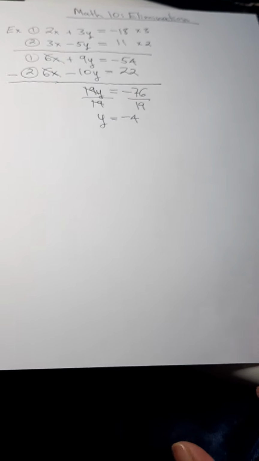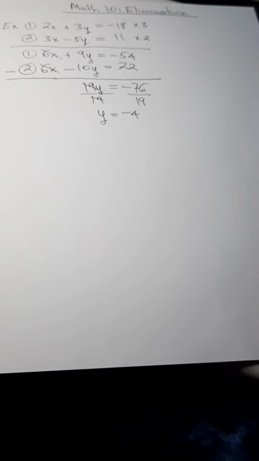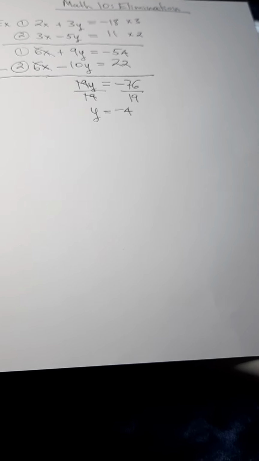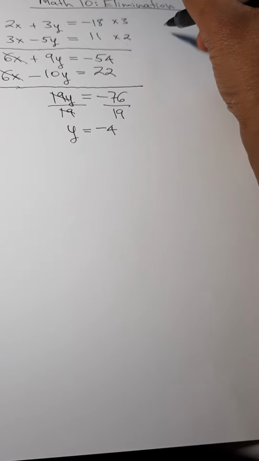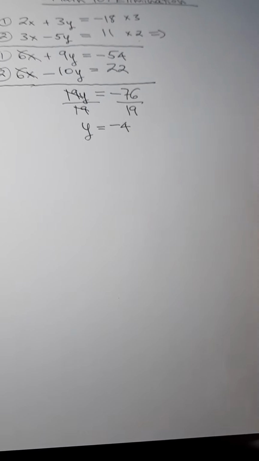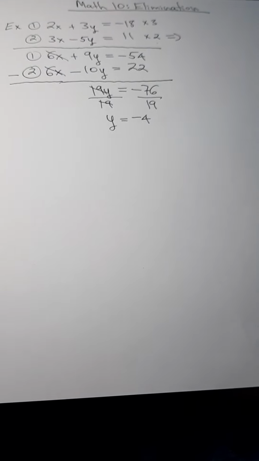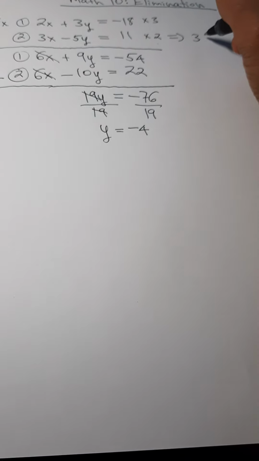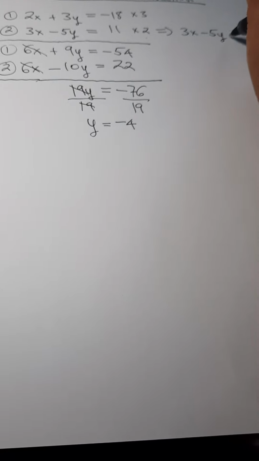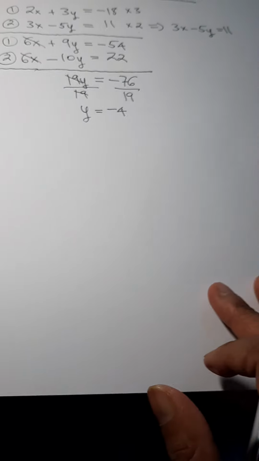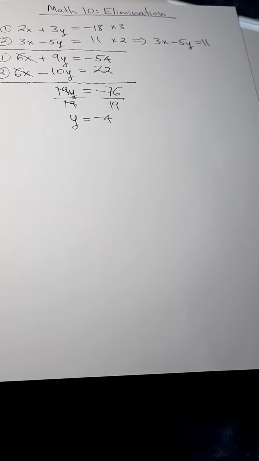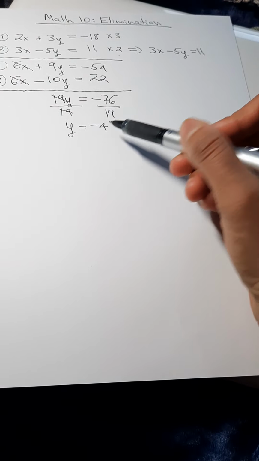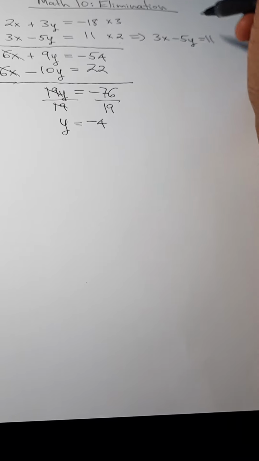Okay? So then on the other side, we're still not done. We have to solve for the value of x. So what I want to do is you're picking one of these original equations. So we'll choose equation 2 here. I'm just going to rewrite it. So 3x minus 5y equals 11. This is my original equation. And what we're going to do is take the y equals negative 4, and I'm going to sub it into this equation.